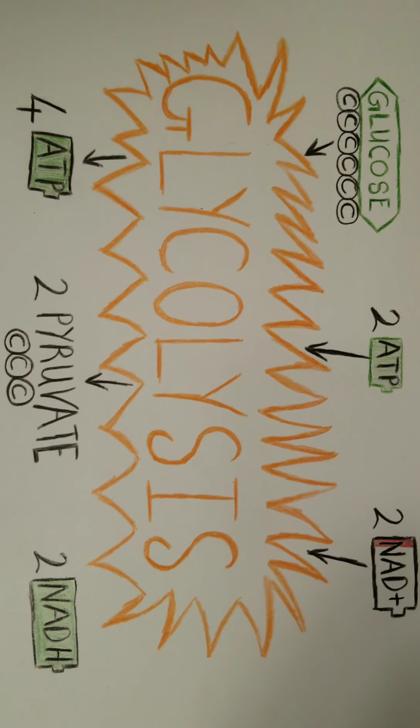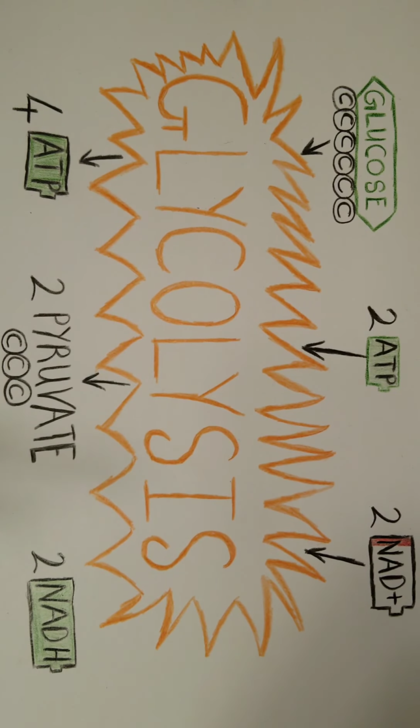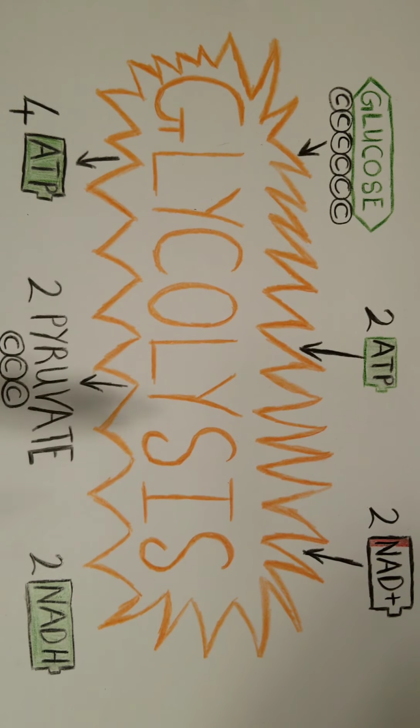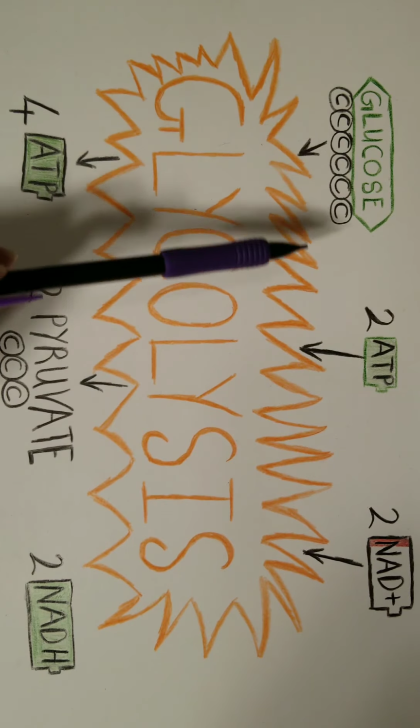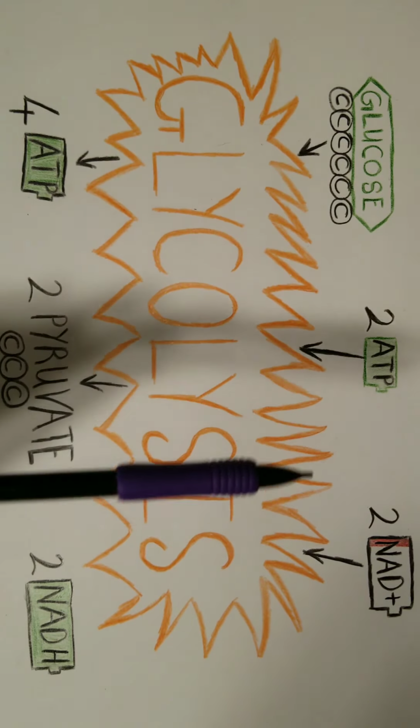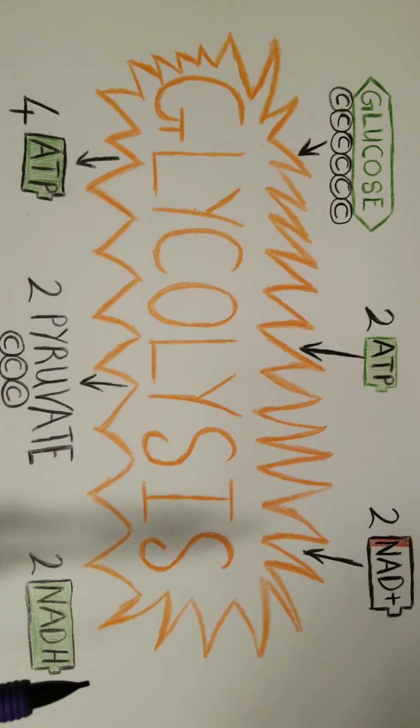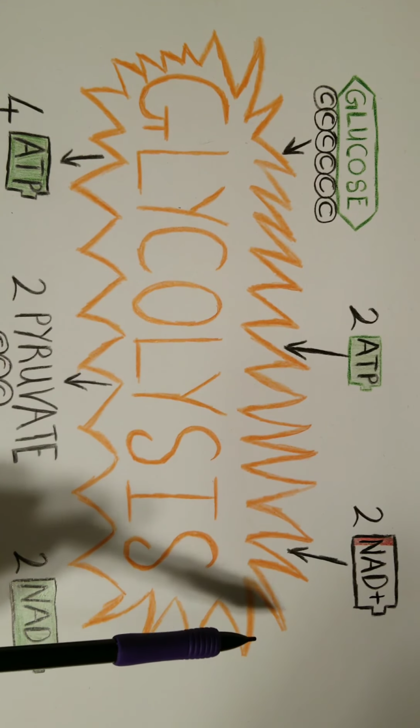Okay, so to start off with, we're going to talk about glycolysis. For glycolysis, we need glucose, which is 6 carbon, so you see 1, 2, 3, 4, 5, 6 right there. We're going to need 2 ATP molecules, and then we're going to need 2 NAD plus molecules.